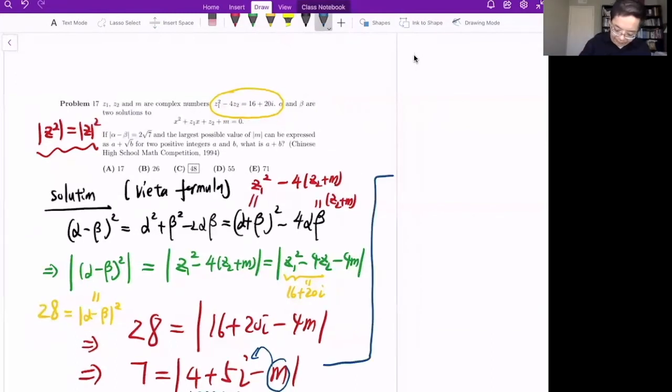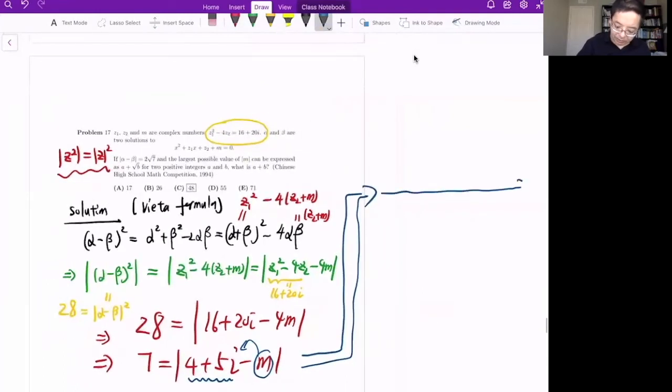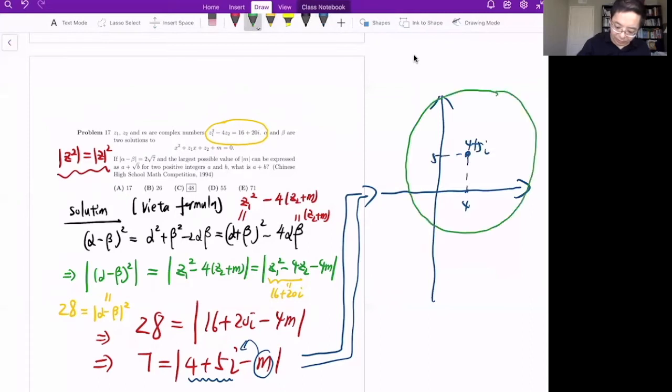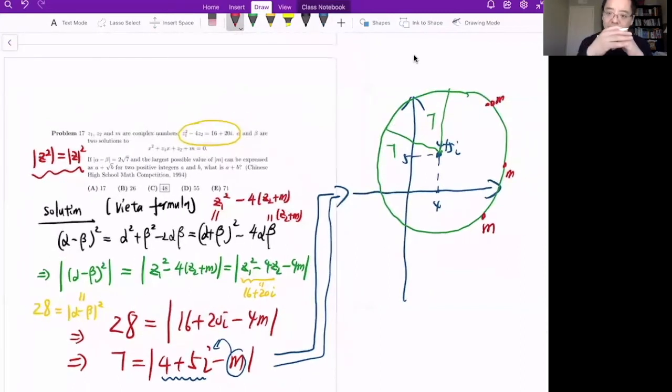So this implies the n, if I draw the complex plane, okay, this is the point 4 and 5, so this is 4. Let's say this is 5. So this is 4 plus 5i. Okay, so now we have the circle centered at this point with radius 7. So the radius is 7. The n will be just on the circle. So this is the collection of all possible n. And this is what it tells us, right?